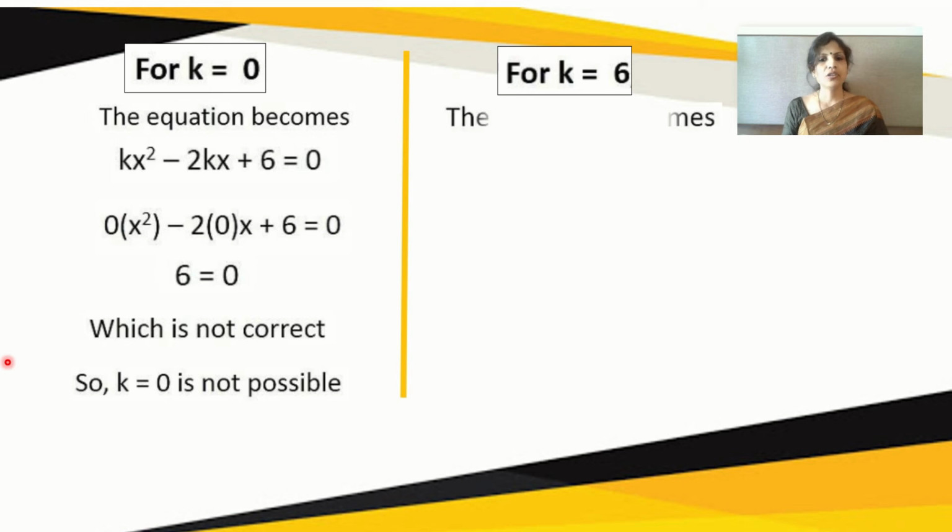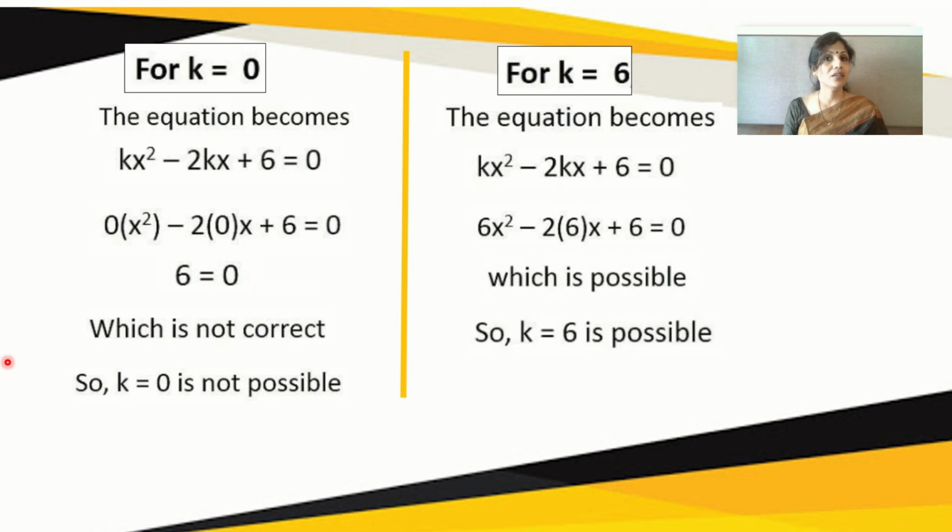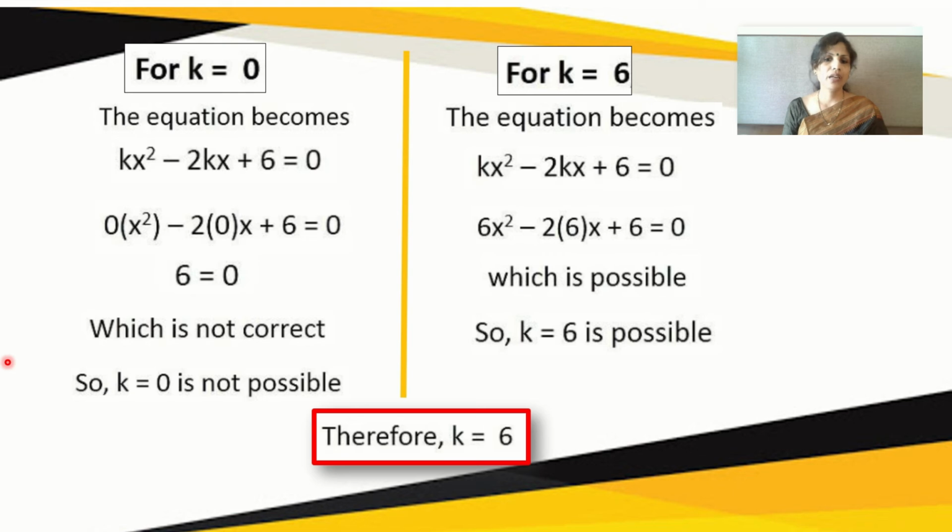So our equation is kx square minus 2kx plus 6 is equal to 0. And if I substitute k as 6 there, I get 6x square minus 2 into 6 into x plus 6 is equal to 0. So k is equal to 6 is possible. This value will satisfy our given equation, and therefore k is equal to 6 is our correct answer.